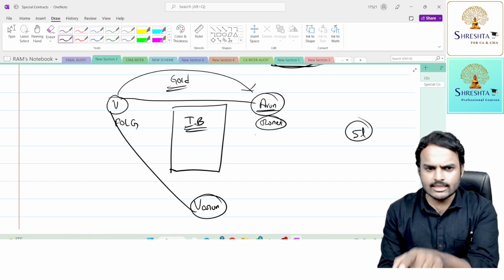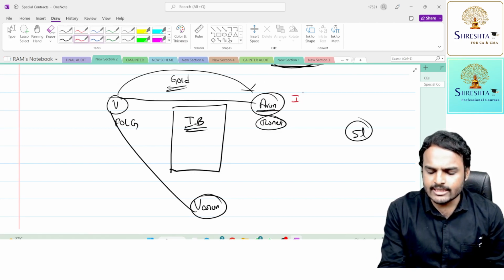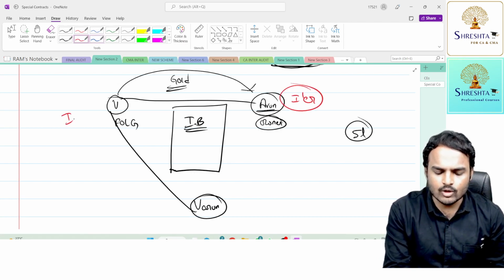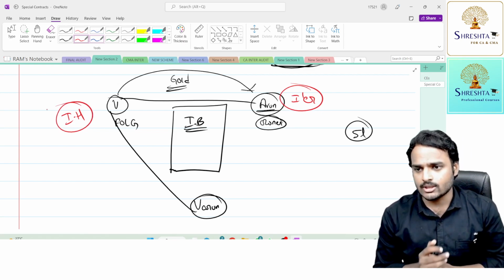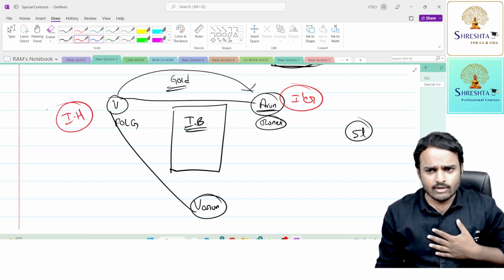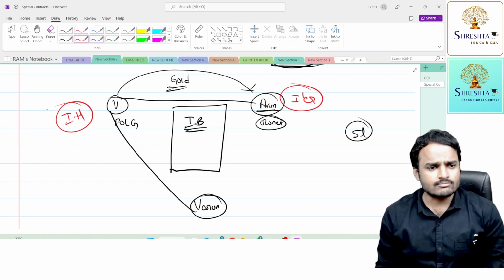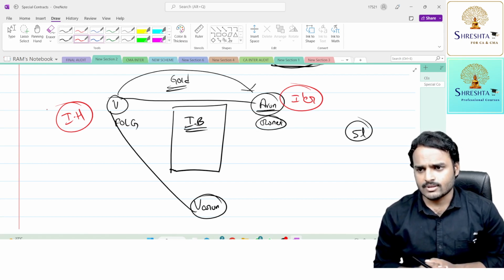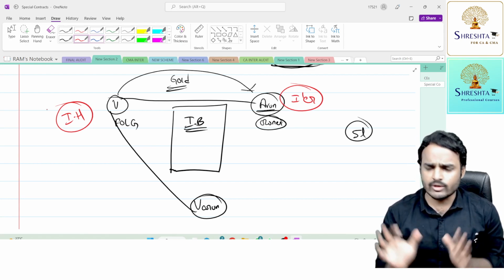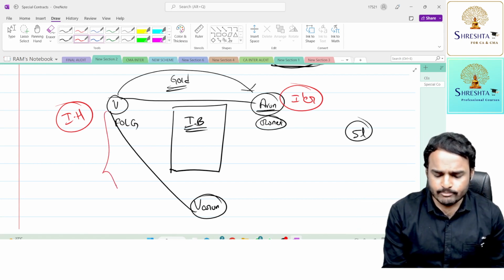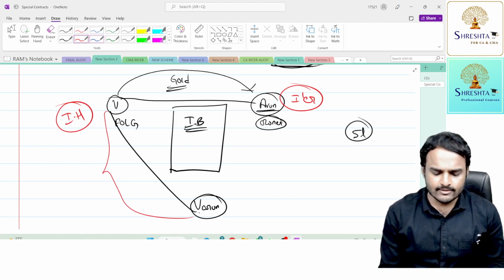So in this example, who is the indemnifier? Arun is the indemnifier. Who is the indemnity holder? V is the indemnity holder. So Arun told, don't worry, I'm the owner of the property. Just file a case on him. Okay. So there is a dispute between me and Mr. Varun. So the matter went to the court.